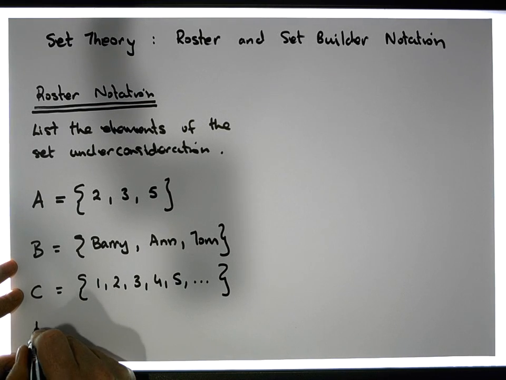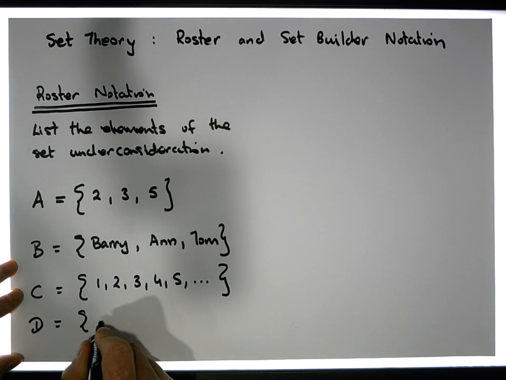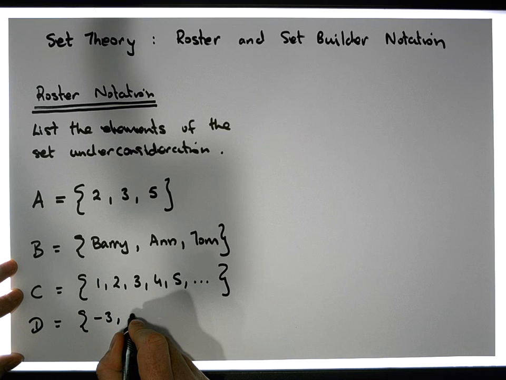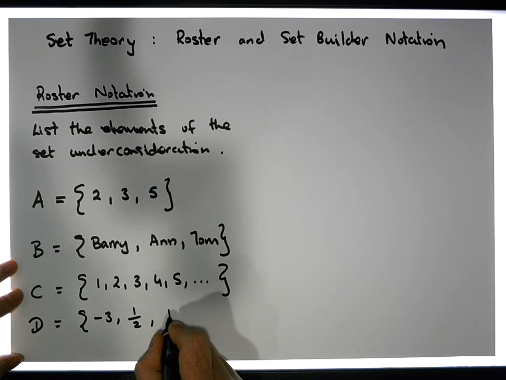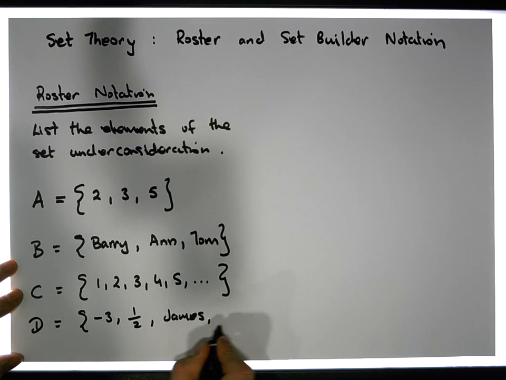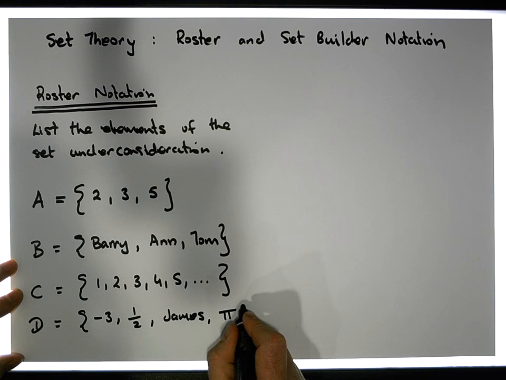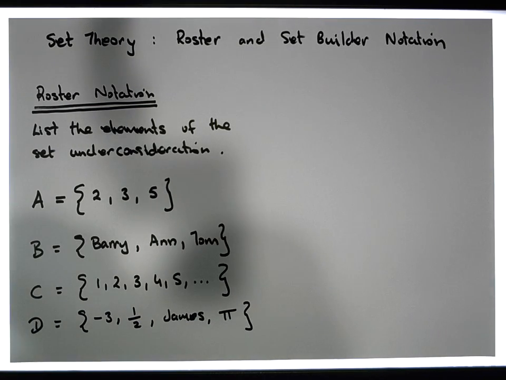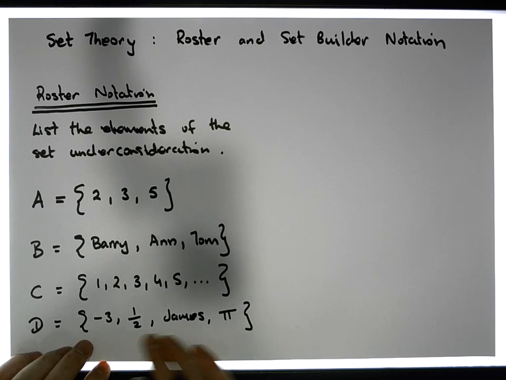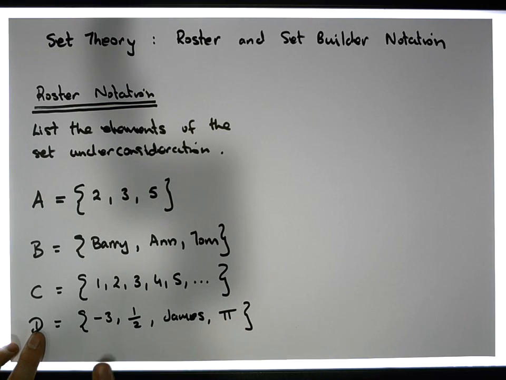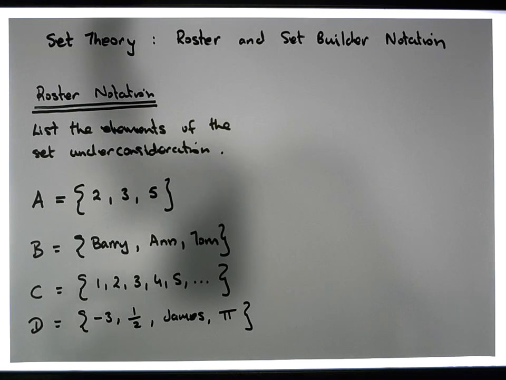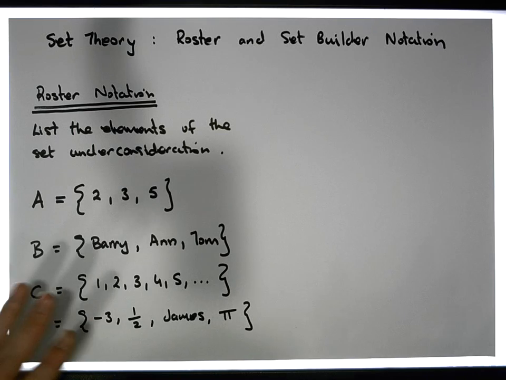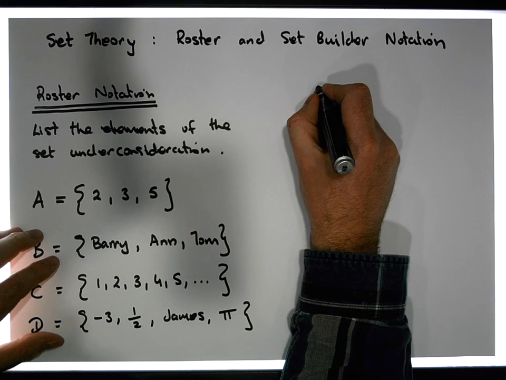Another way I might do it is D equal to the set that contains the values -3, a half, James, and maybe pi. There's another set. We've just listed its contents. It's an unusual set. I don't know where this would occur in the real world. It has cardinality 4 because there are 1, 2, 3, 4 elements in it. But we've listed the contents. That's what's known as roster notation, as opposed to set builder notation.